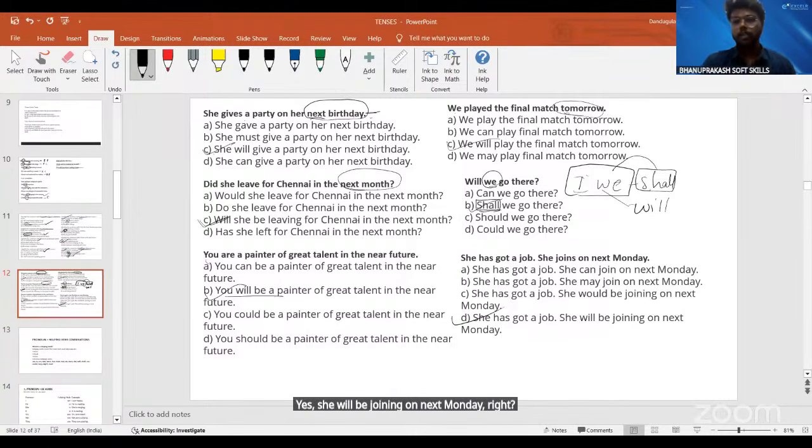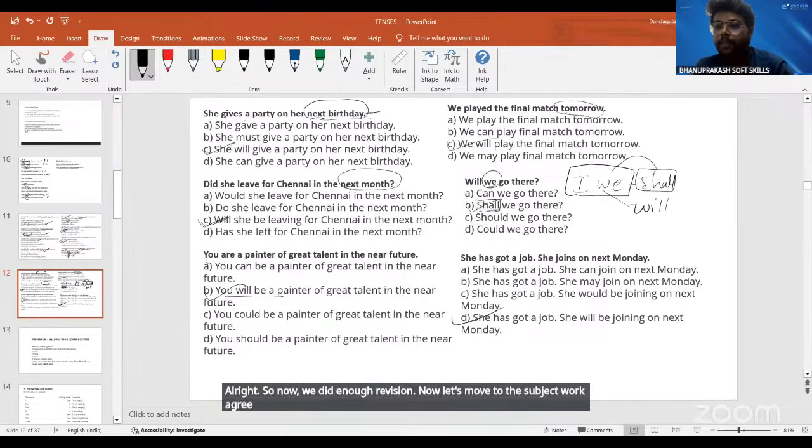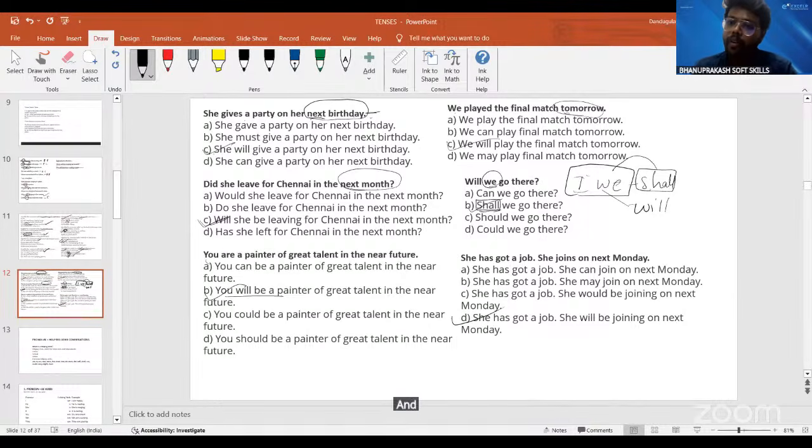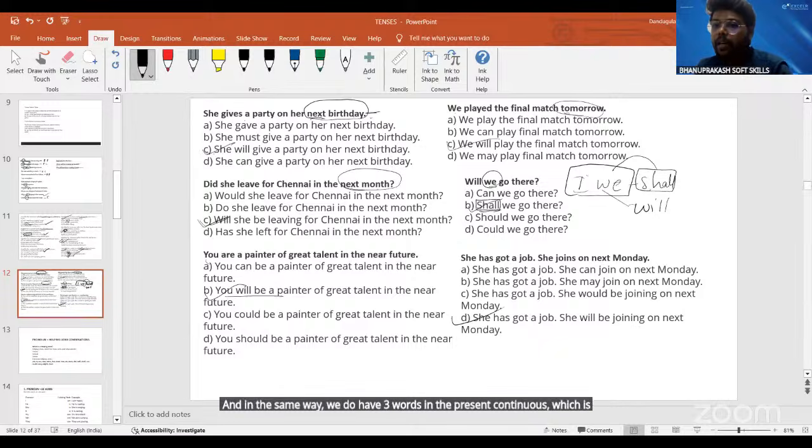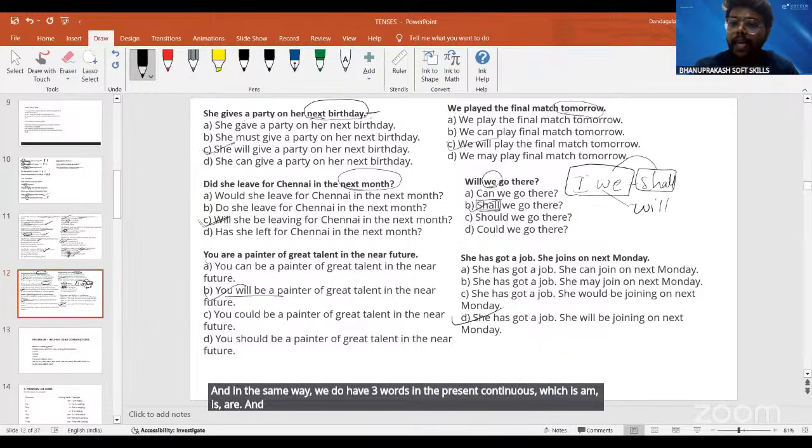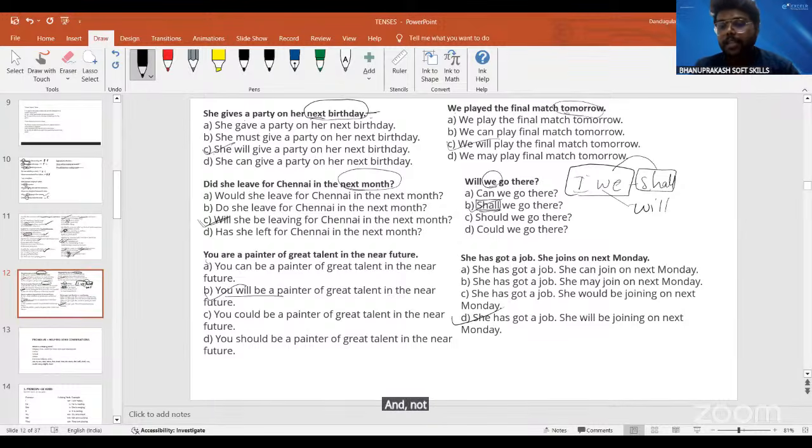All right. So now we did enough revision. Now let's move to subject verb agreements, pronoun usage, and everything. As we have seen yesterday, there are a few words like was and were. We should understand in which cases we should use was and were. In the same way, we have three words in the present continuous, which are am, is, are. And we also have has and have.